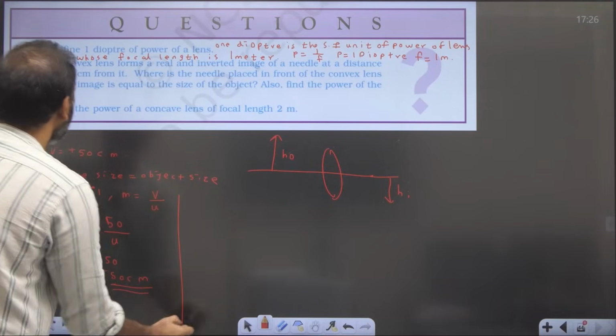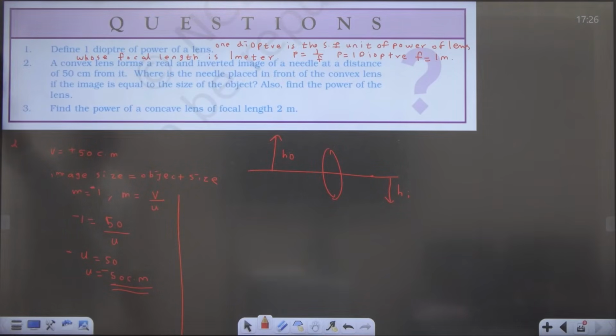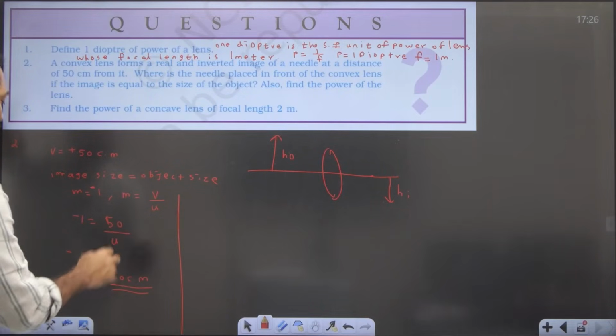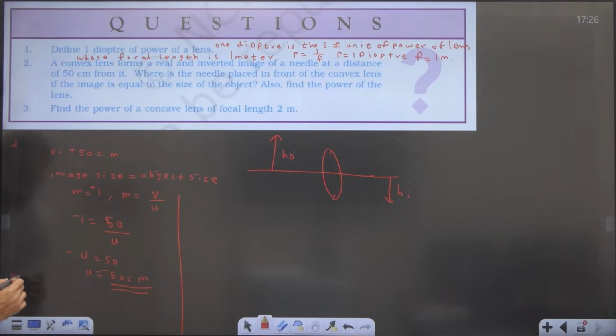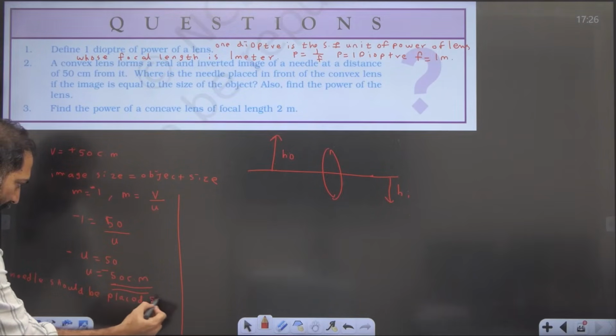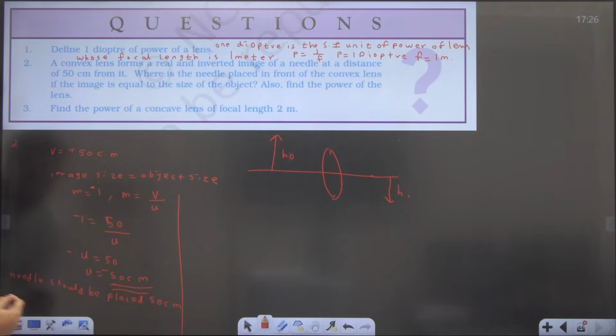Now what we have to find out is the position of the object. Where is the needle placed in front of the convex lens? So the needle should be placed at 50 centimeter in front of the convex lens.